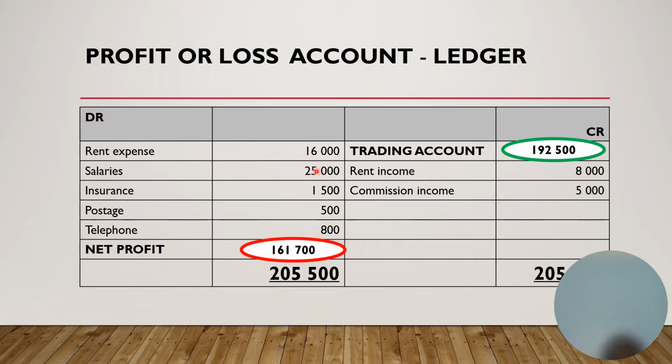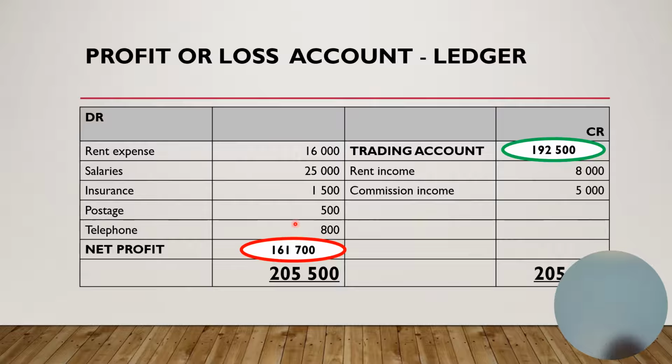Okay, you have rent expenses, which is 16,000, salaries 25,000, insurance 1.5, postage 500, telephone 800. Now it doesn't have to be these expenses. It depends on the question paper, which expenses they are talking about. And then when you take this gross profit or trading account plus rent income and commission income, which is your other income, and you minus your expenses, you get your net profit. You get your net profit in red here.